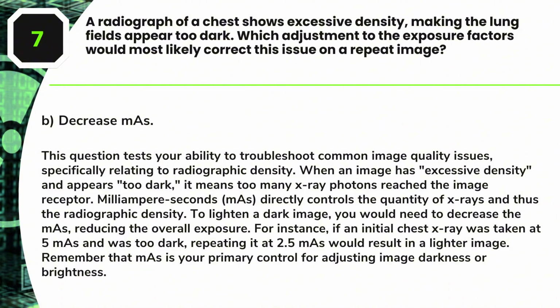For instance, if an initial chest X-ray was taken at 5 mAs and was too dark, repeating it at 2.5 mAs would result in a lighter image. Remember that mAs is your primary control for adjusting image darkness or brightness.